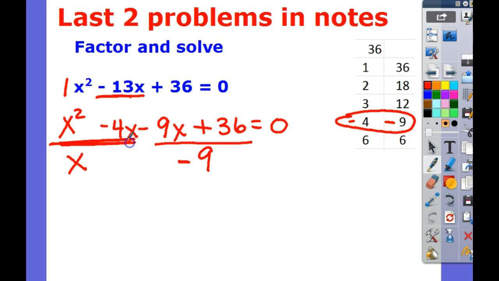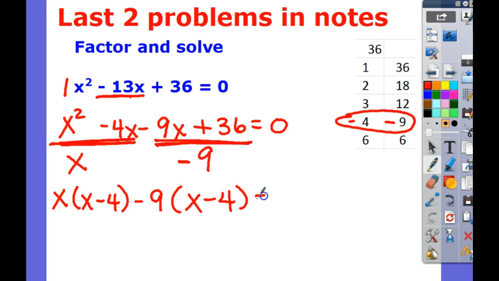Factor out the GCF here, and you get x minus 4. Factor out the GCF here, you get x minus 4. I have a double factor of x minus 4, so I factor out the x minus 4. This is not solved. This is factored. It's not solved. It still has another step.